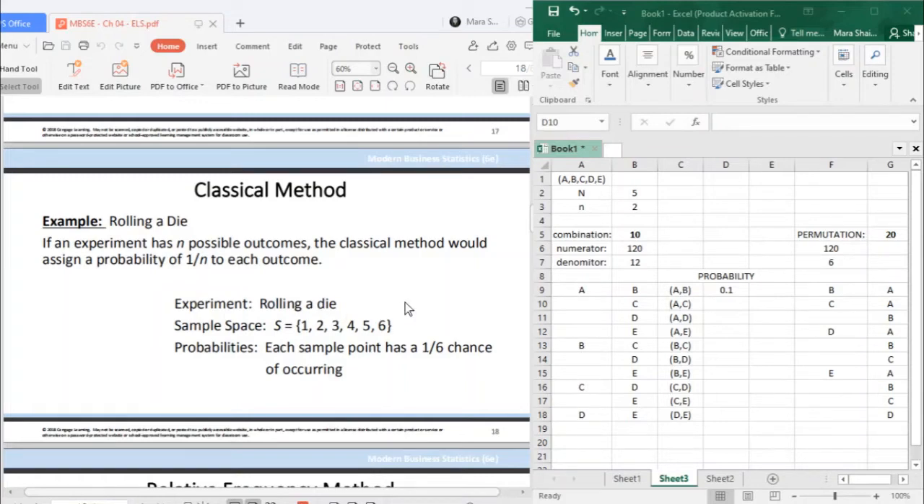Now, your sample space is 1, 2, up to 6. To get the probability of each point, it is 1 out of 6. Nganong 6 man, kay 6 ang kabuok sa sample points. So, balik ta sa ganiha nga example, 10 man kabuok ato ang sample points. So, meaning the probability niya is 1 over 10.